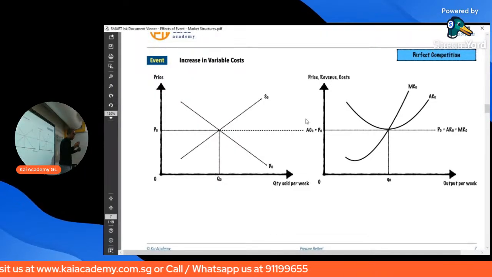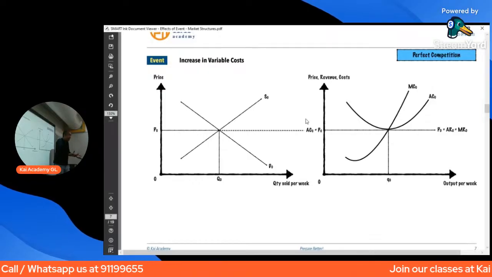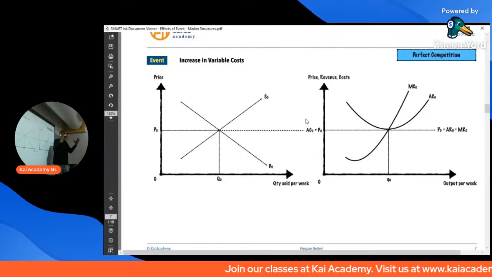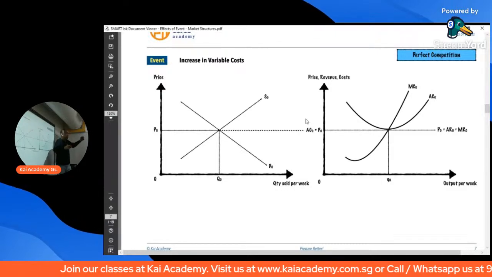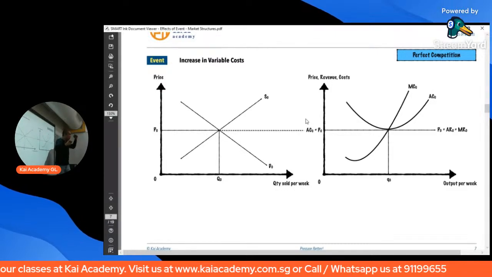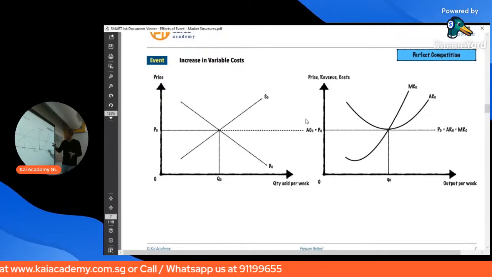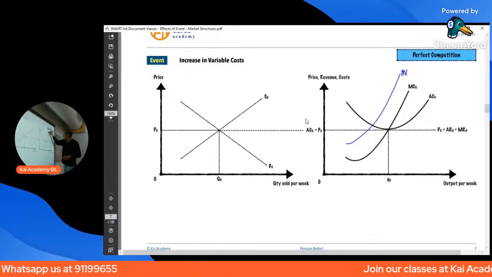Variable cost is changing. Variable cost change means MC must shift up, right? AC must shift as well, because AC is the average of all your costs, right? So variable cost increase, AC must change. Fixed cost increase, AC must also change. It means any cost change, AC shifts. So now I need my MC to shift up to MC1.